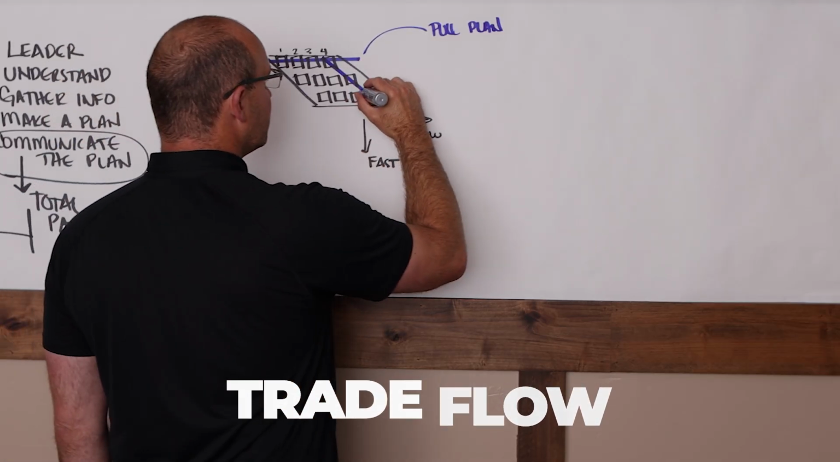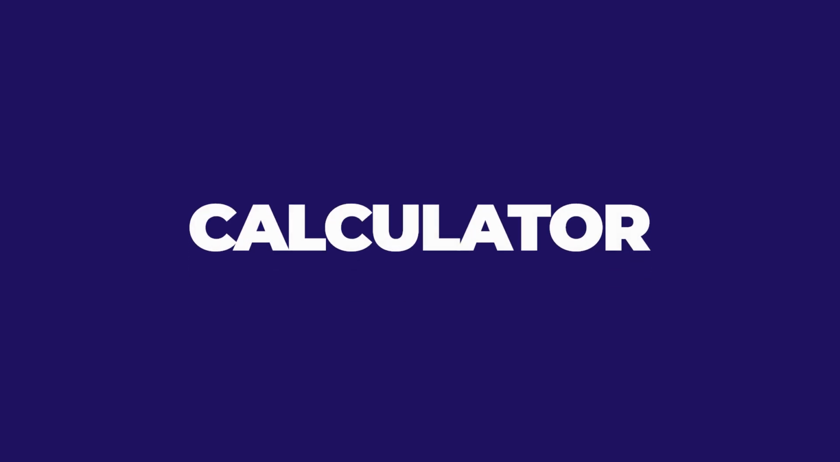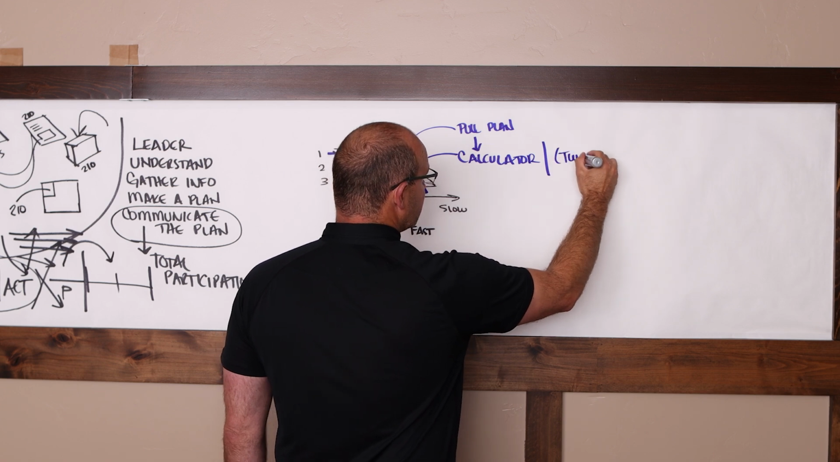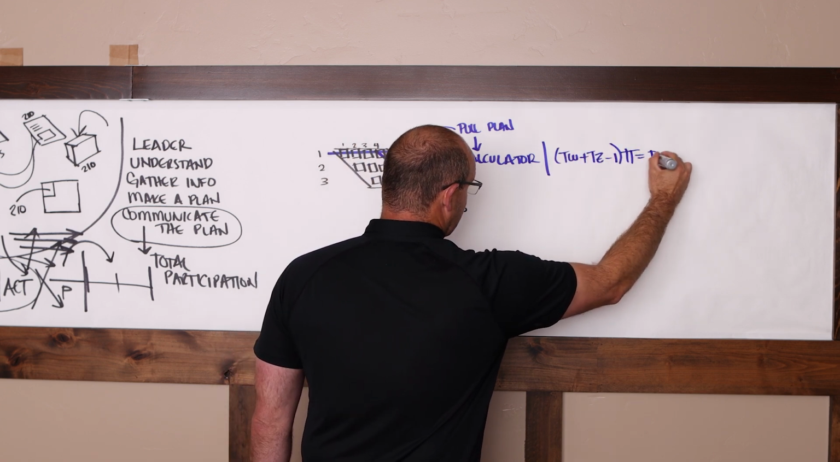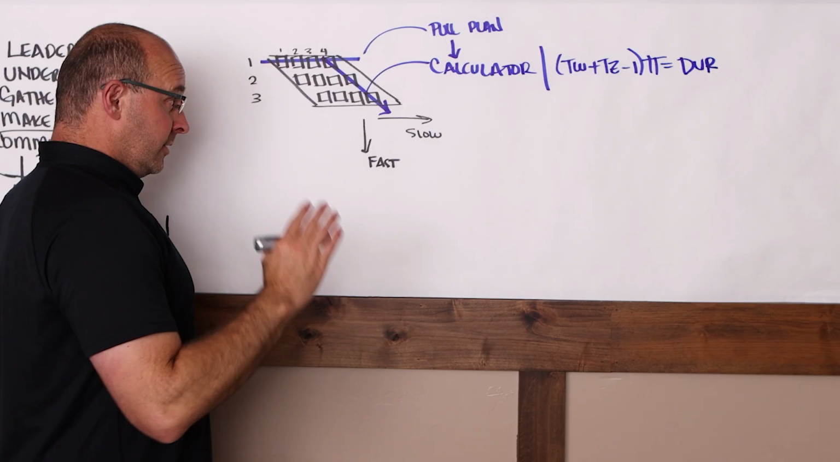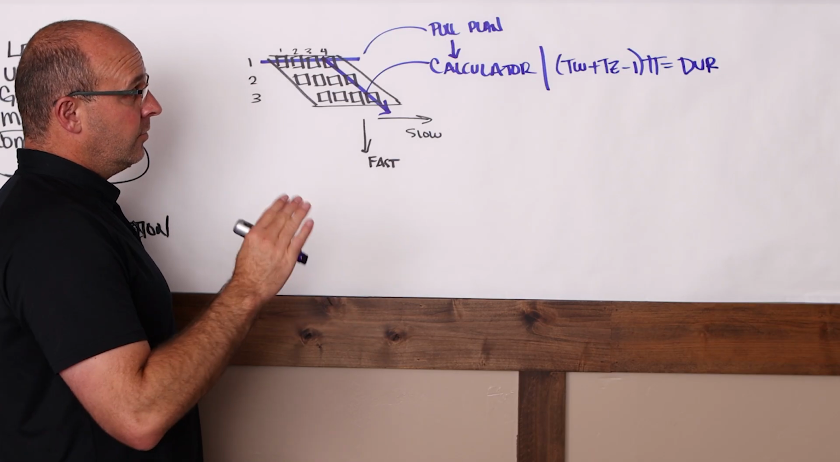So this is also from the pull plan, but it's mainly from the calculator. And there are other videos on this channel, but I'm talking about the formula: takt wagons plus takt zones minus 1, multiplied by the takt time, equals the duration. Okay, so you can verify how well your phase is flowing with that tool.